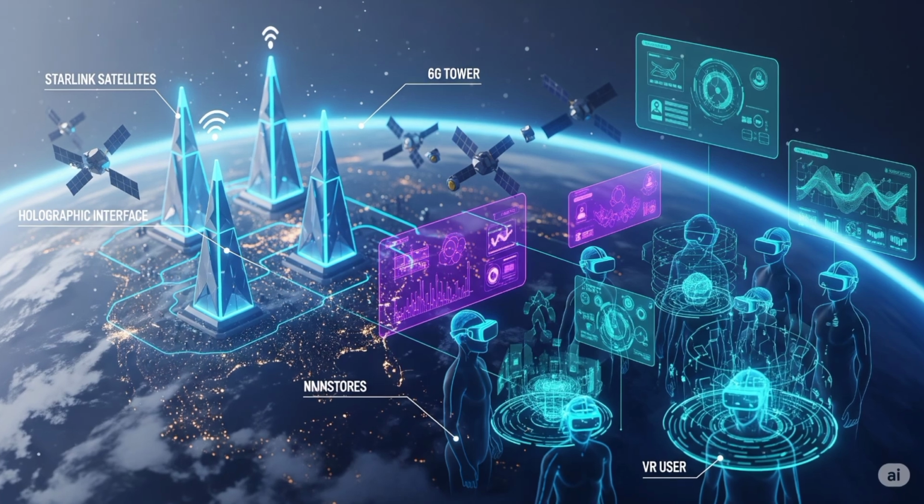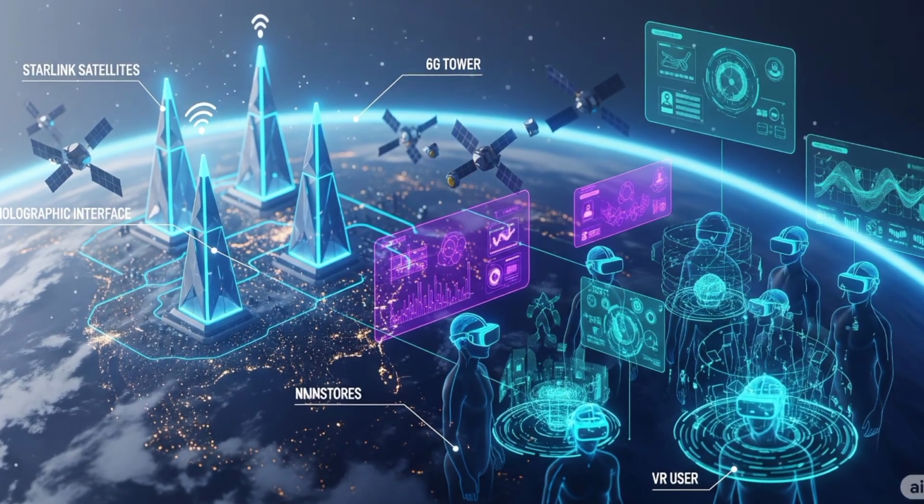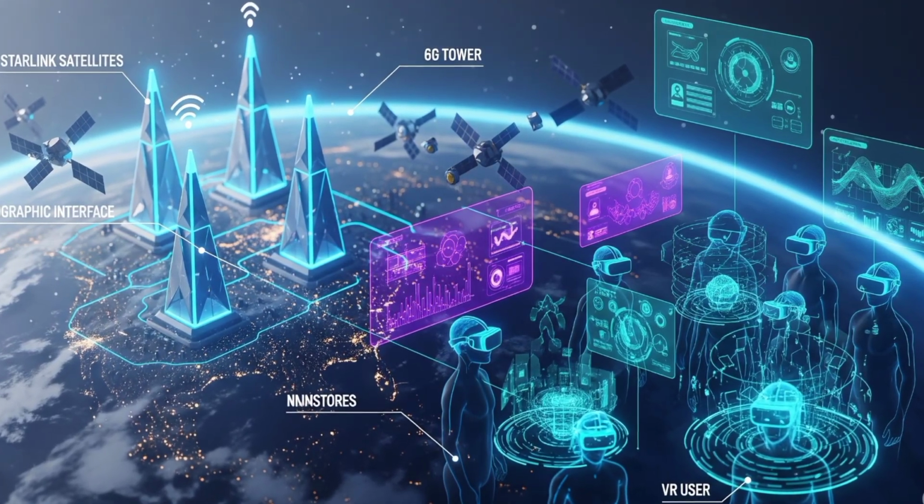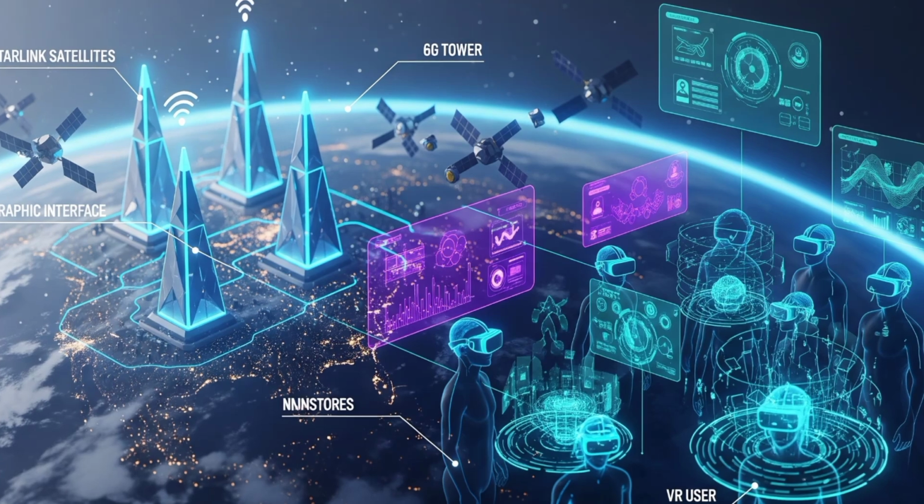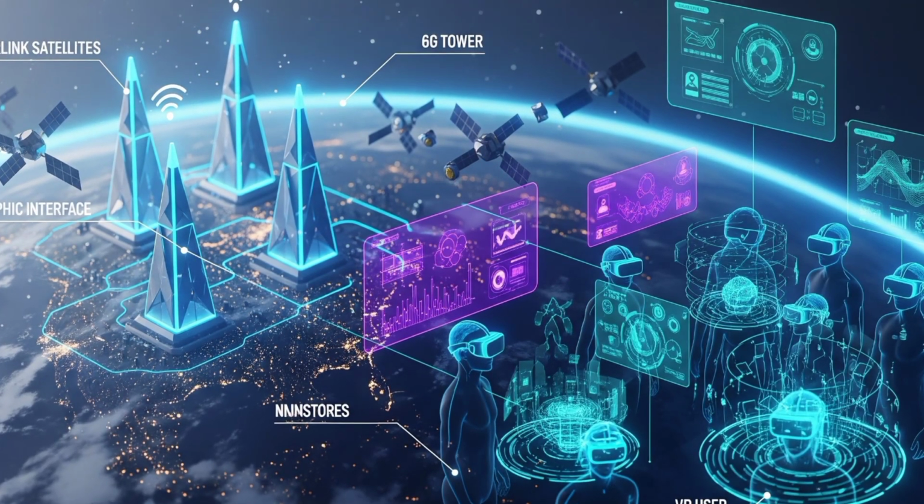Part 8. The future of the internet. The internet is evolving. Satellites like Starlink are bringing high-speed internet to remote areas. 5G is making mobile connections faster than ever. In the future, speeds could be so high that real-time holograms, instant VR worlds, and AI-powered everything will be normal.